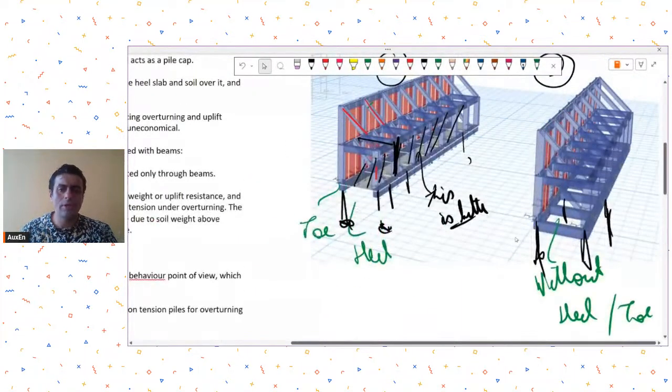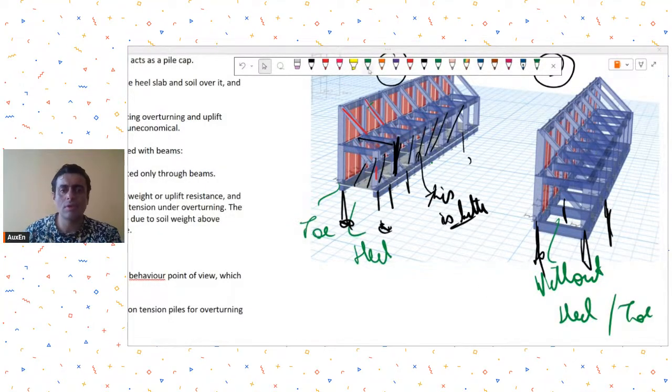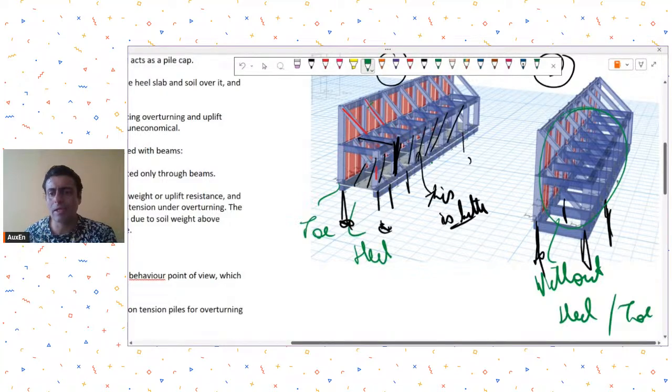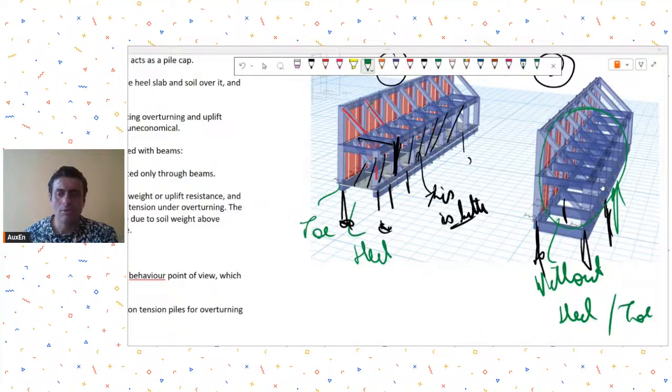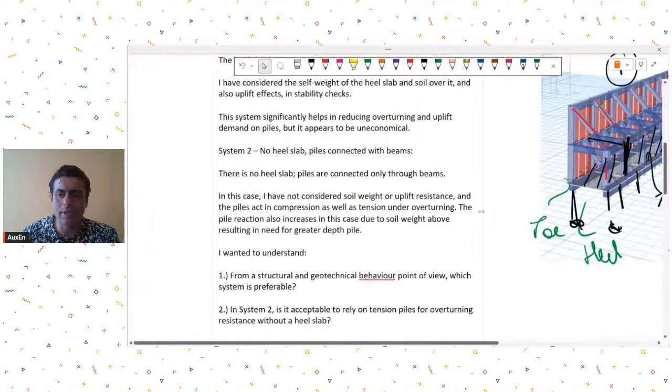So in my opinion, providing a toe and heel slab is a better system than not providing it, because if you are not providing toe and heel slab, you are just relying on the pile tensile uplifts to take all the overturning moments. When you provide toe and heel, you have got two systems. One is the overturning resistance provided by the soil pressure on the toe and heel, and the other is pile uplift. Whereas if you decide not to provide toe and heel slabs, the entire overturning moment has to be resisted by pile uplift. So therefore, I think the one with the toe and heel slab is better.